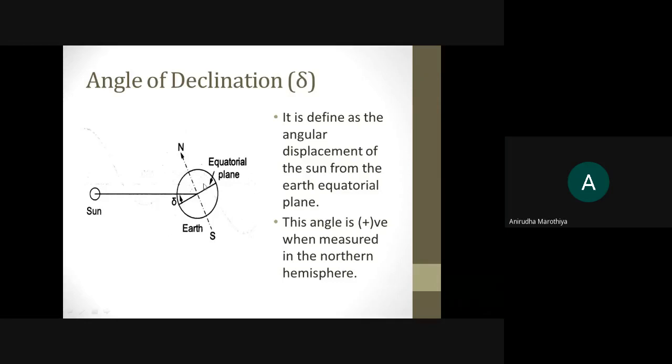So whenever you indicate the value of del as positive, it means that the position of the Sun with respect to the Earth equatorial plane lies above it, or is available in the northern hemisphere. So you have to remember these sign conventions, because we need to apply the same convention when we are solving numericals on this topic. So this angle is positive when measured in the northern hemisphere.